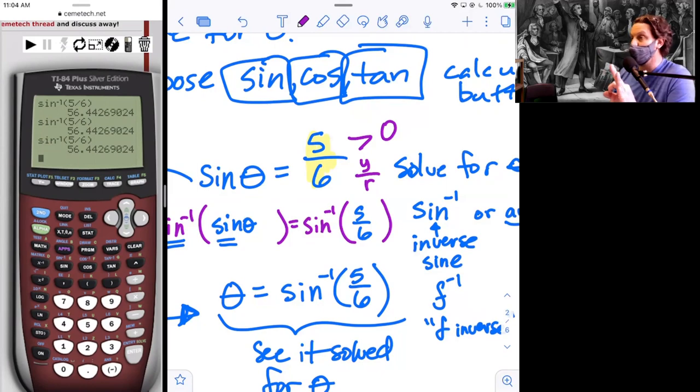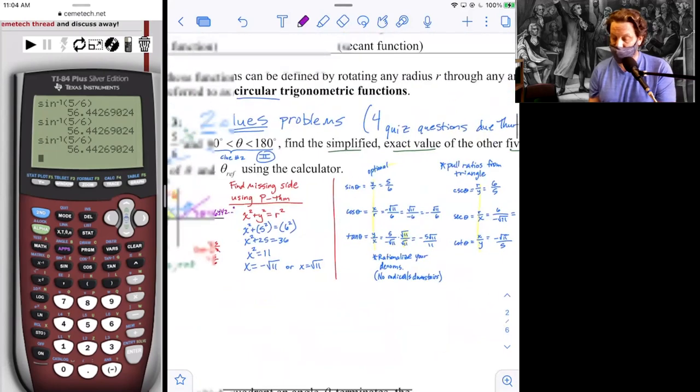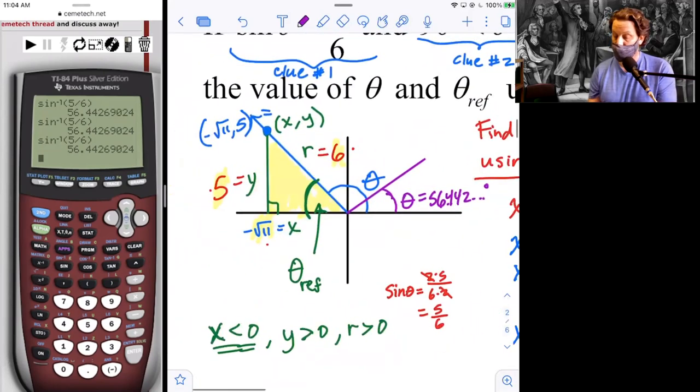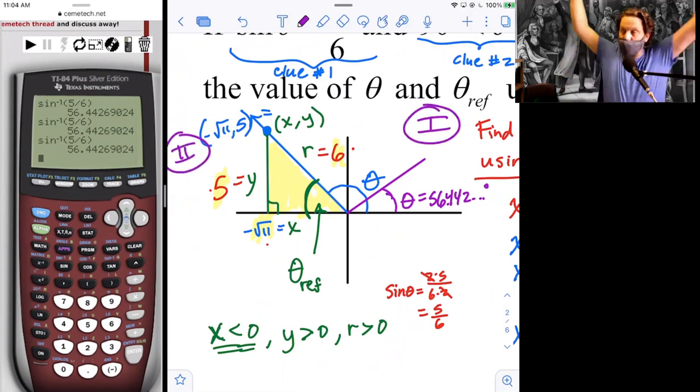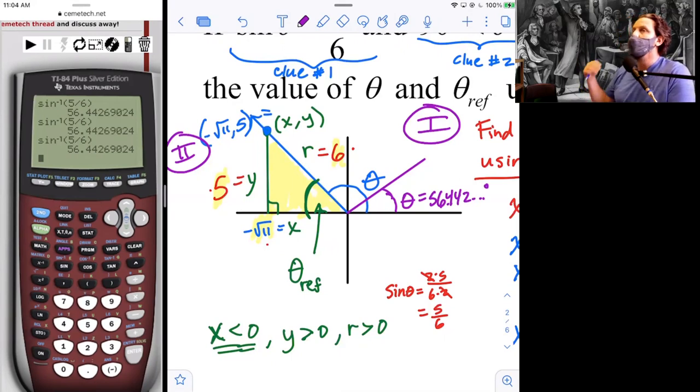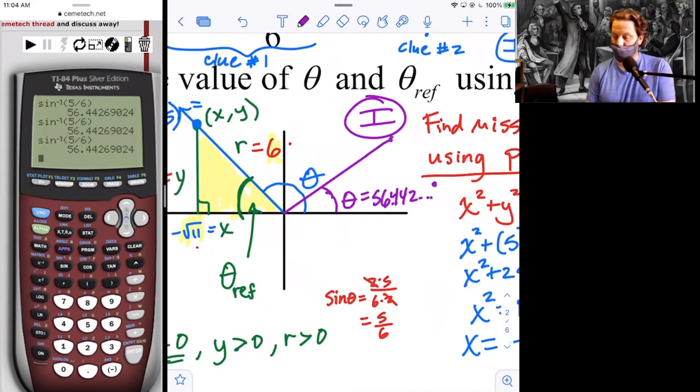This is why you need to know the definitions. Sine is positive when y is positive. In which 2 quadrants is sine positive? Well, in which 2 quadrants is y positive? Quadrant 1 and quadrant 2. Y is positive when we're up above the x-axis. So you just told your calculator, give me an angle in quadrant 1 or 2 whose sine is 5/6. Your calculator gave you the one in quadrant 1 instead of the one in quadrant 2. Why? Because quadrant 1 is easier to get to, right?